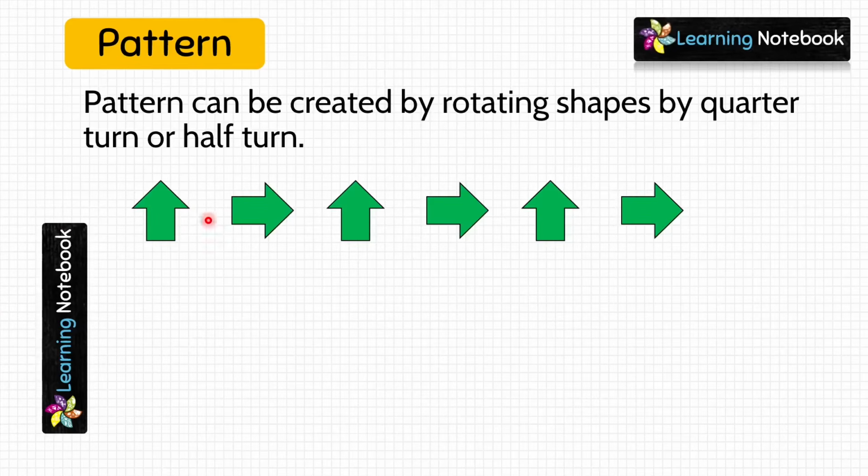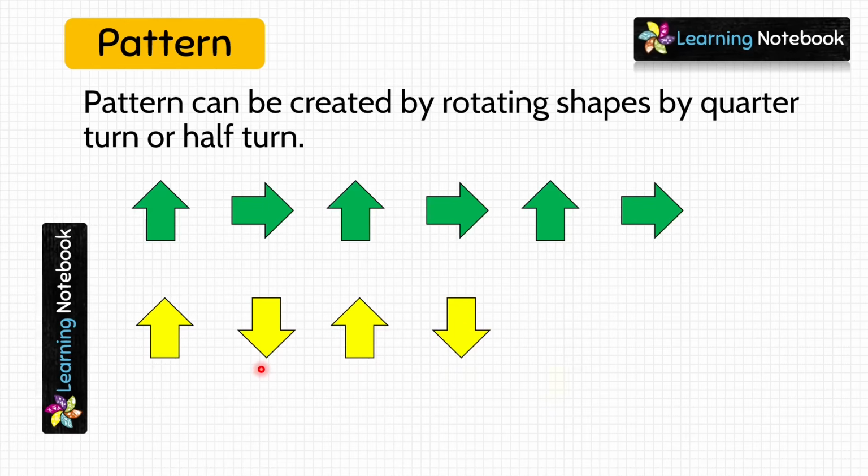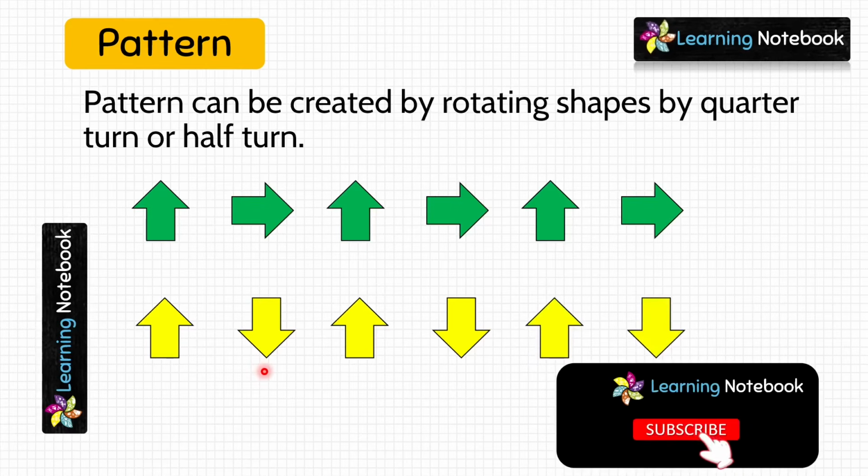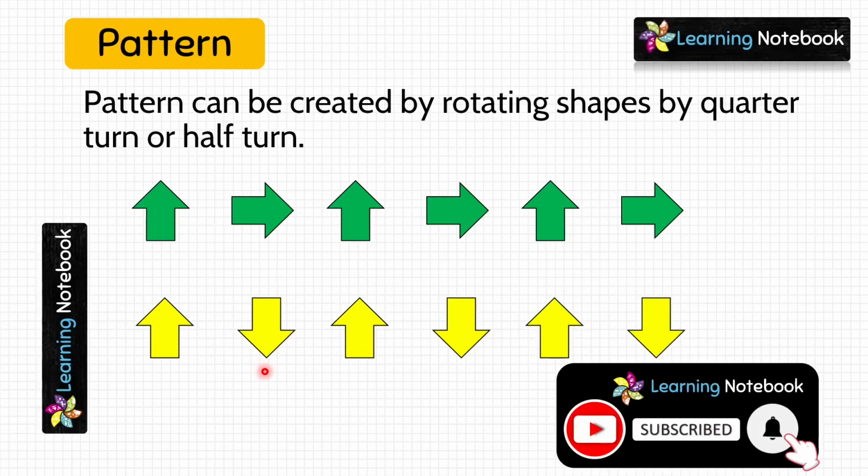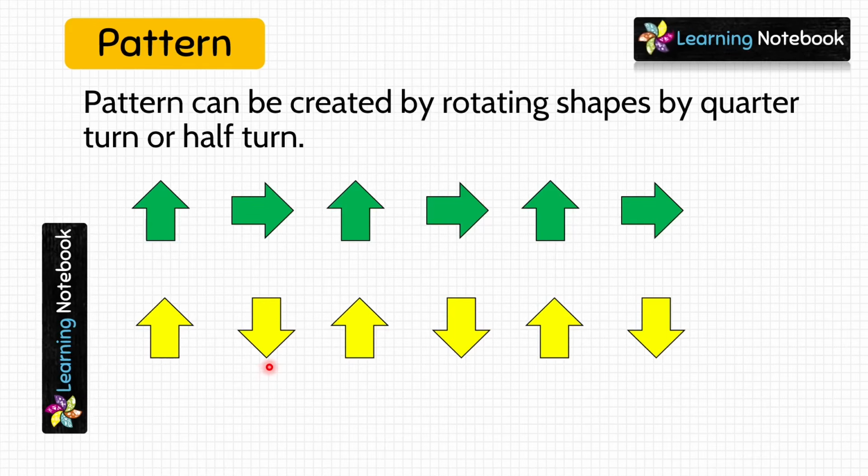Similarly, now let's create a pattern using half turn. This is an arrow. This time, let's move this arrow by half turn. That is by 180 degrees. So arrow will look like this. Now, if we repeat these two shapes, then we can create a pattern using half turn, as you can see here. So these are the patterns which we have created by rotating shapes by quarter turn or half turn.